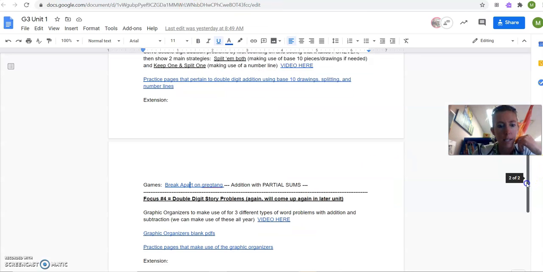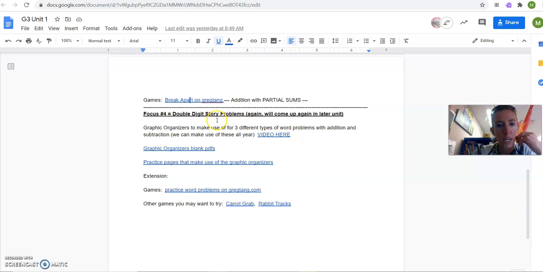And then focus number four, just telling you about this one. These are story problems. And again, you're going to come back to it in another unit. But I am providing you with some graphic organizers this year.